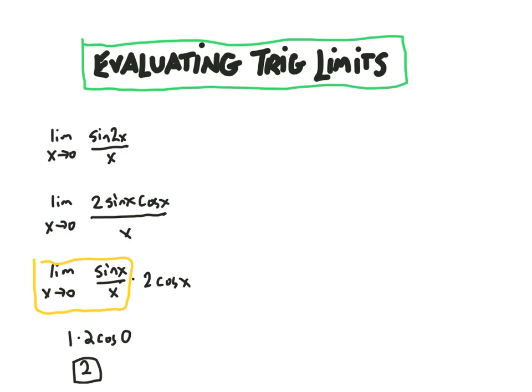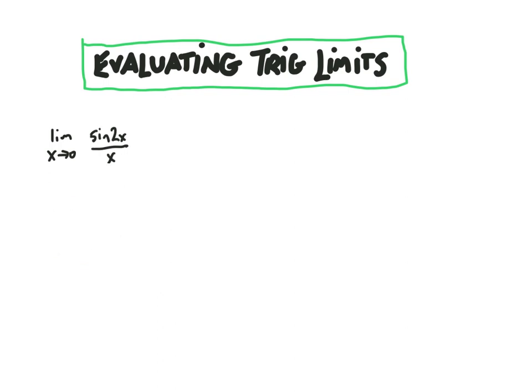That was pretty easy, but you might be surprised to find out there was an even easier way to solve this problem. Double angle identities are nice, but what would you have done if this was the limit as x goes to 0 of sine of 3x over x, or sine of 10x over x? A more general strategy might be multiplying by the fraction 2 over 2.